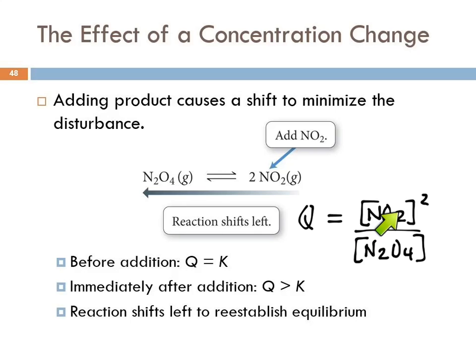So if we're increasing this, that's going to increase the value of Q. Q is going to be larger than K. The system is going to move to reduce Q back down to K, and it will do that by shifting to the left.